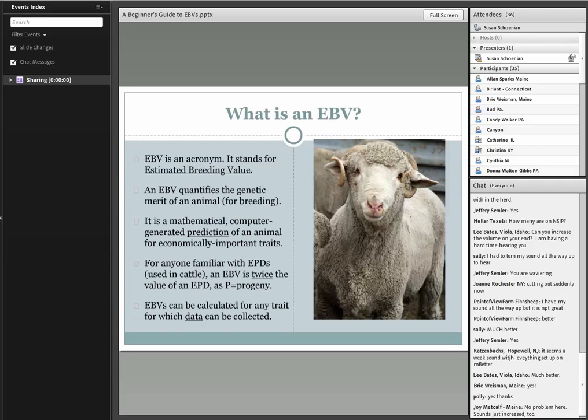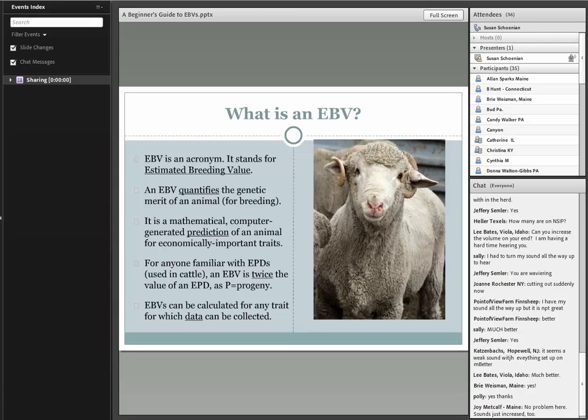So the first thing we need to talk about is, what is an EBV? Of course, it's an acronym. We live by acronyms. The acronym stands for Estimated Breeding Value. What an EBV does is it quantifies the genetic merit or value of an animal for breeding. It's actually a mathematical, computer-generated prediction of an animal for economically important traits. So it's a number.